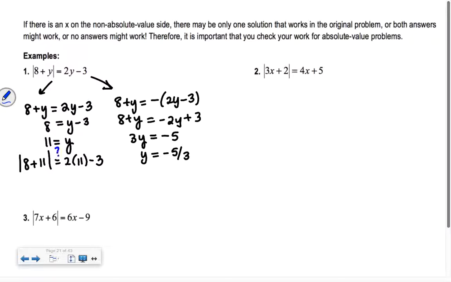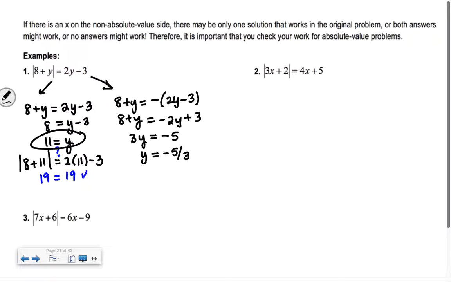Usually if I'm checking answers to see if they work, I put a little question mark over the equal sign. So for the first one, when I plug in 11, I have 8 plus 11 is 19. And when I take the absolute value, don't you get 19 still? Yeah, so that's 19. And then 22 minus 3 is going to be 19. So that one works. So 11 is definitely one of our answers.